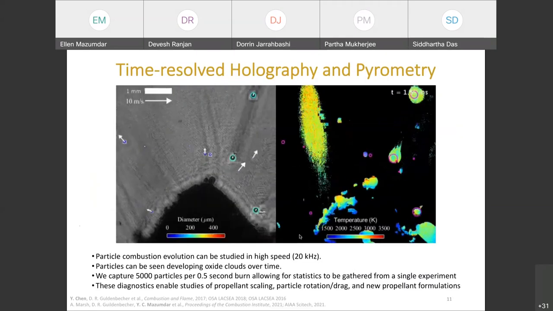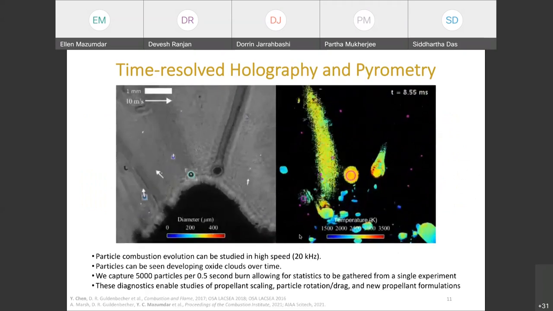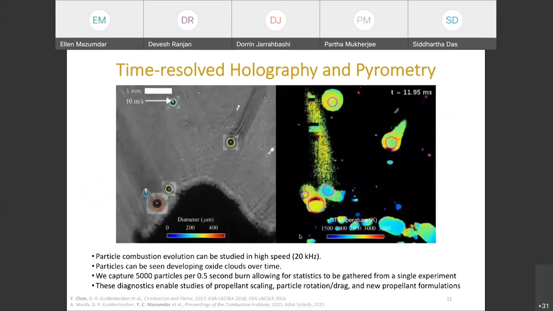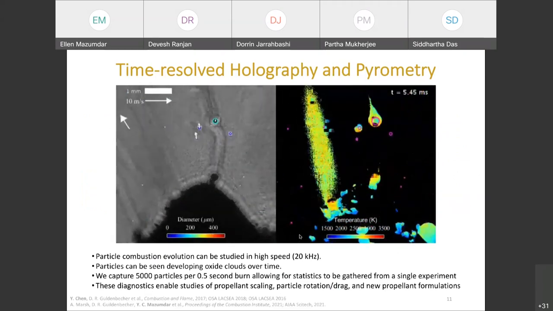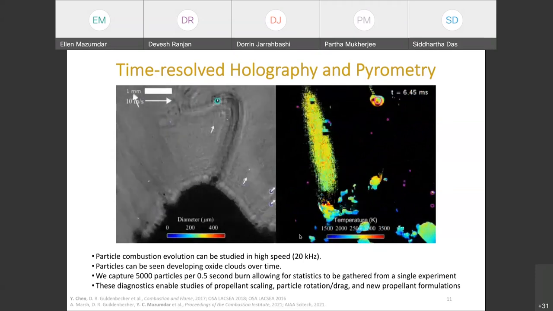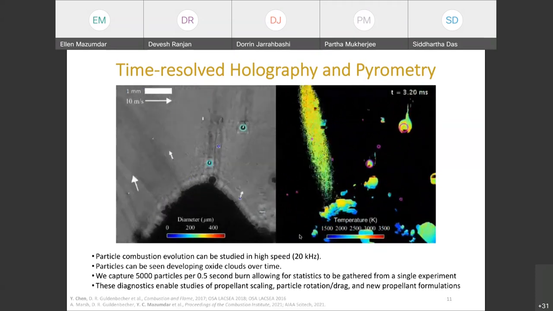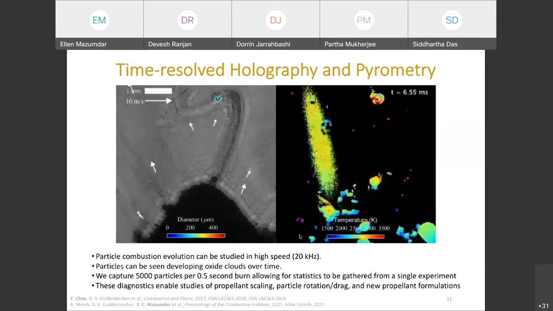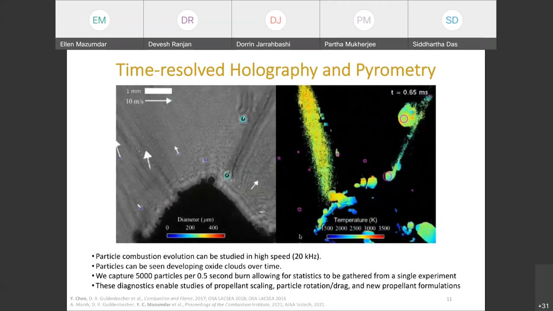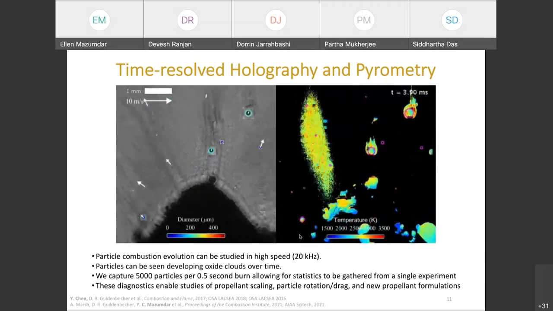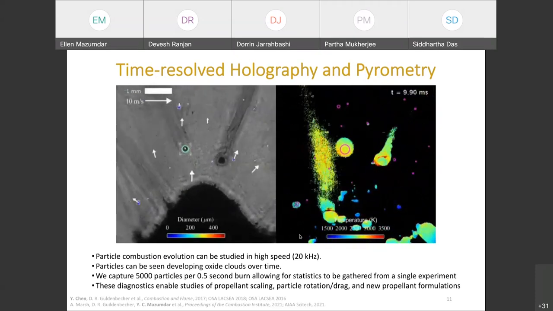And of course, we can collect this information at high speed. This is simultaneous holography on one side and particle pyrometry on the other side. So we can get temperature, particle size, and velocity together. This was collected at 20 kilohertz. You can see the oxide clouds developing over time, you can see particle rotation, and you can capture a lot of data. In about half a second, we can get about 5,000 particles, and that's enough for a set of statistics for each burn. So it's a very efficient way of collecting a lot of statistics.